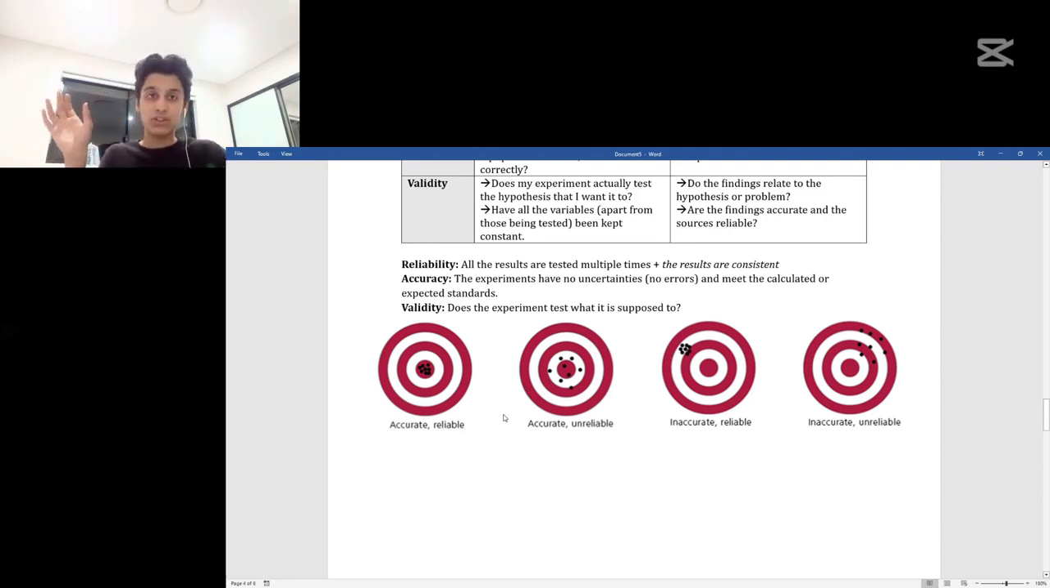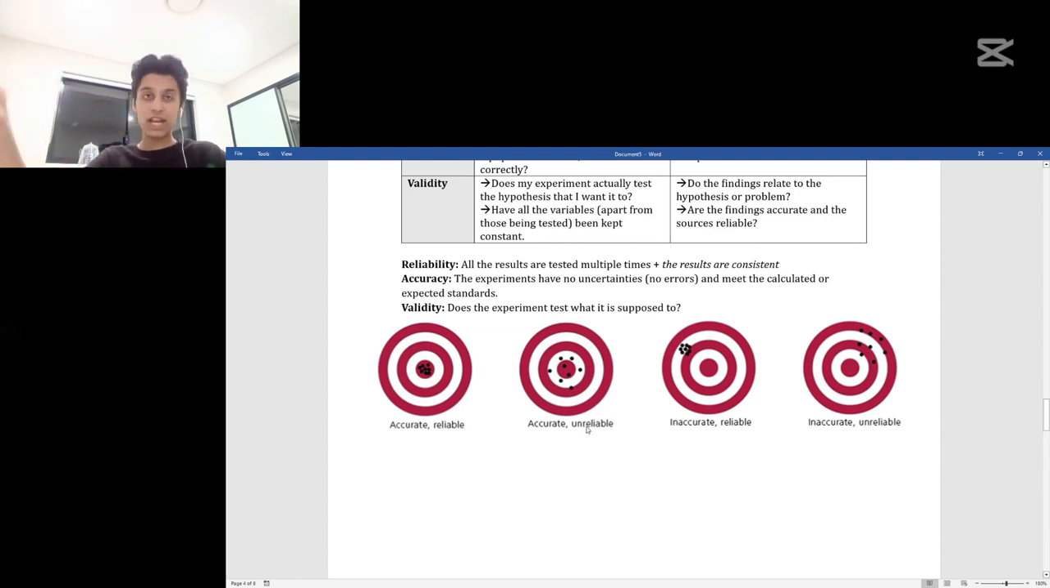Now let's look at accuracy and reliability. Accurate data is something that's close to the calculated values. Here your calculated value is your bullseye. So this data is accurate. Now, is it reliable? Yes, it's also reliable because the data is clustered.